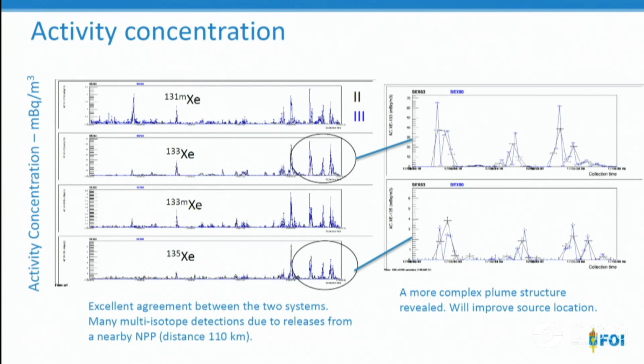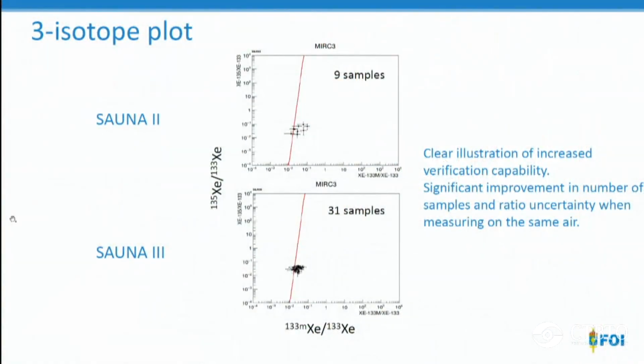And that, of course, will give you a much better atmospheric transport performance and location capabilities. We had quite a lot of multi-isotope hits during this test period because of a nearby power plant that has been having some problems with fuel damage. So we get 3 and even 4 isotope hits quite often. This resulted in these 3 isotope plots, for instance.